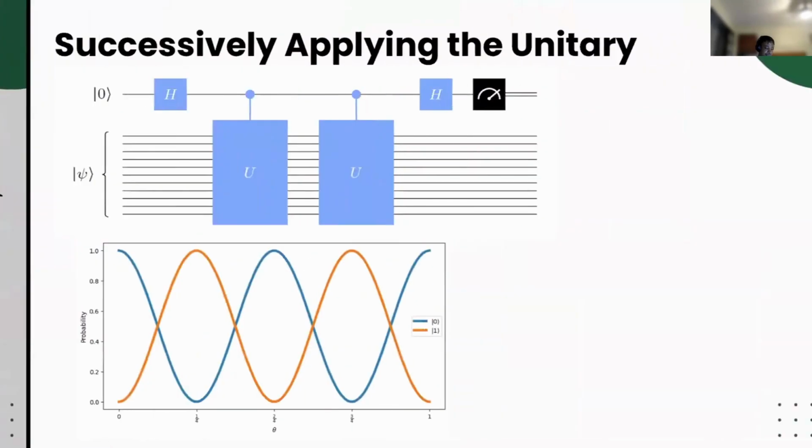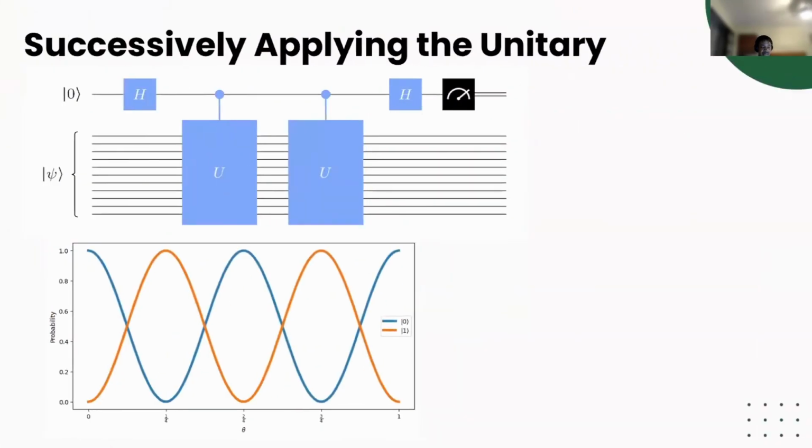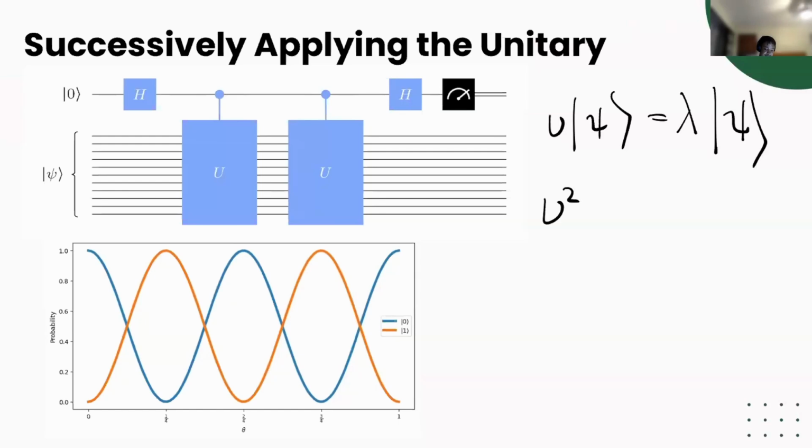So let's see what else we can do. Instead of only applying the unitary once, let's see what happens when we apply the unitary twice. Let me rewrite this again. If we apply this unitary to our state psi, we get some lambda back in our state psi. If we apply it a second time, so U squared, we should get back a second application of our lambda.